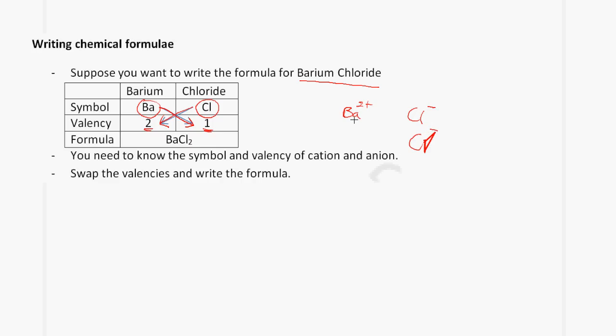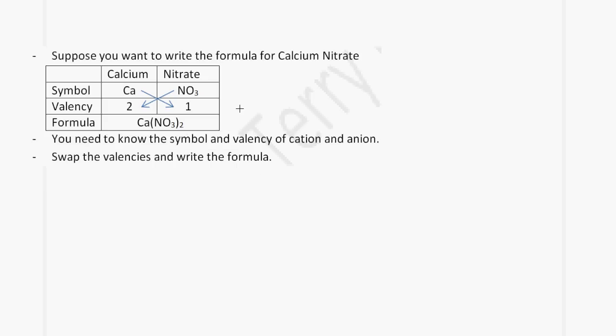Now, suppose we want to write the formula for calcium nitrate. First thing we do, we write the symbol. So calcium is Ca, nitrate is NO3. We swap the numbers again, and we write it as Ca(NO3) in brackets taken twice. Okay, now you have to be very careful with your brackets when writing formulae.